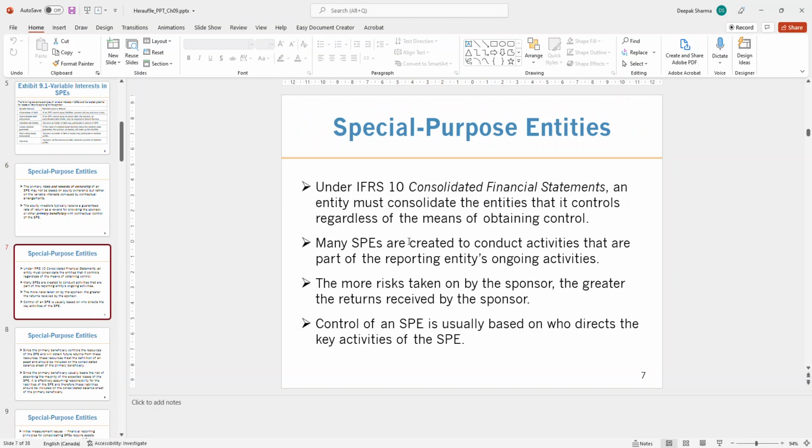So in regards to the risk, obviously the return directly varies based on the risk that you're taking. If you're taking the higher risk, obviously the potential return will be higher as well.